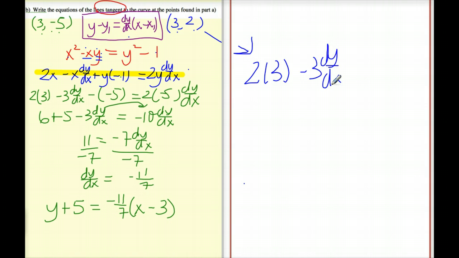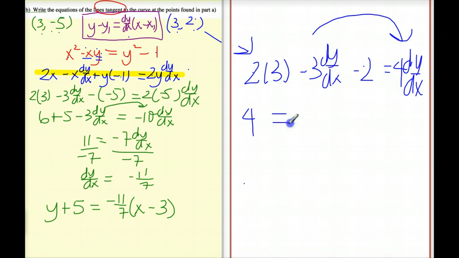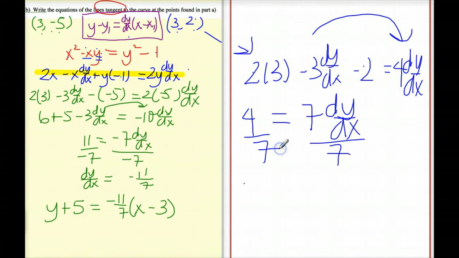Our y is now 2, so I have 2 times negative 1 is negative 2, is equal to 2 times 2 is 4 dy/dx. Sorry, my writing is getting messy here. If I simplify, 2 times 3 is 6, minus 2 is 4. Is that correct? Yes. So I get 4. I'm going to move this over here, which gives me 7 dy/dx. And then once again, divide by 7 to get our answer. And our dy/dx is equal to 4 over 7.